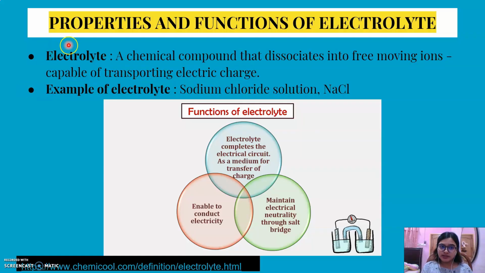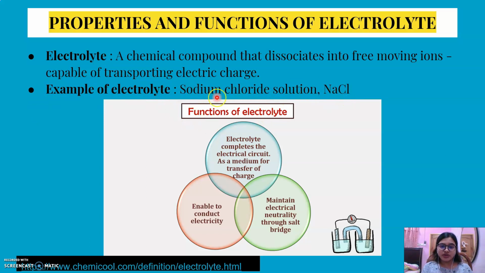So I will proceed with the next part, which is about the properties and functions of electrolyte. Electrolyte is a chemical compound that dissociates into free-moving ions. These free-moving ions can be cation or anion that are capable of transporting electric charge. As a result, these free-moving ions can conduct electricity in molten or aqueous state. Example of electrolyte is sodium chloride solution.